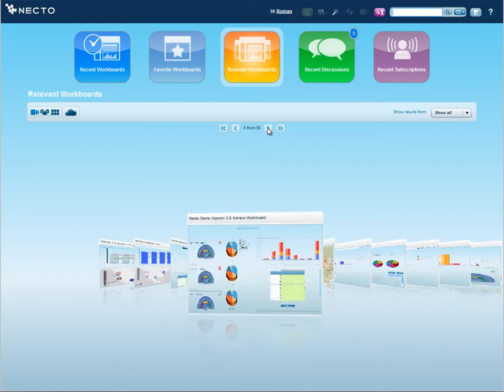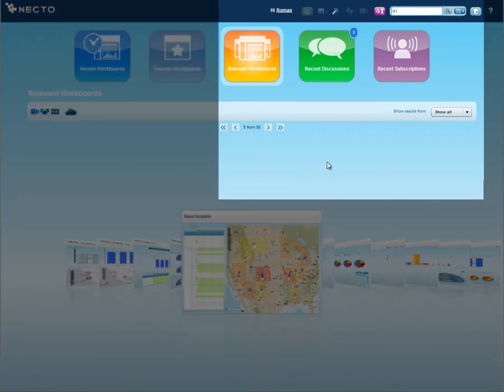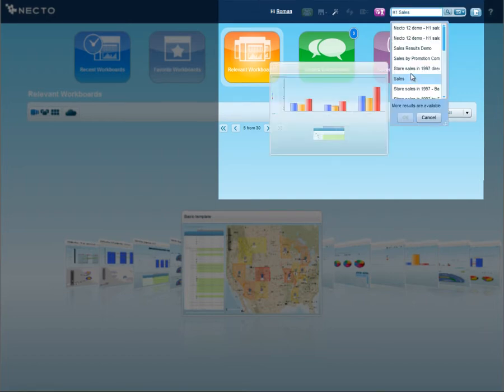They are designed to gather business intelligence information that is dynamic, collaborative, and suggestive. Let's search for a workboard that has the sales information for the first half of the year.